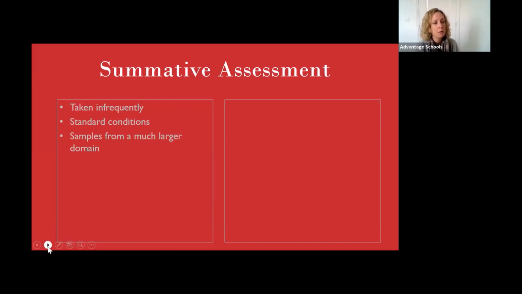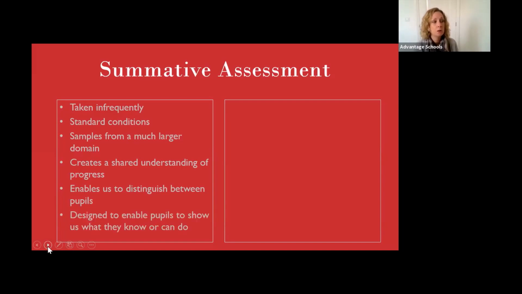They should sample from a much larger domain, and the idea is that they are used to create a shared understanding of progress. That should enable us to distinguish between pupils. Really, a summative assessment should be designed to enable pupils to show us what they know or what they can do. On the right-hand side, I'm going to reflect on our secondary model, how we have taken those ideas to inform our summative assessment.